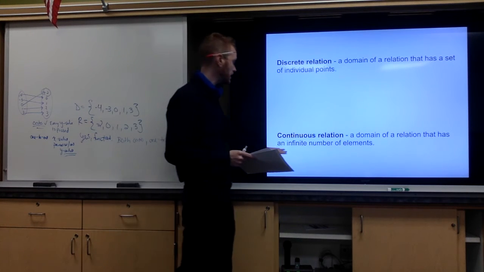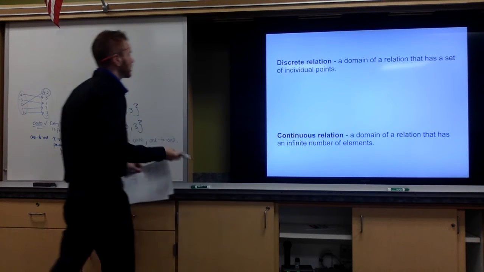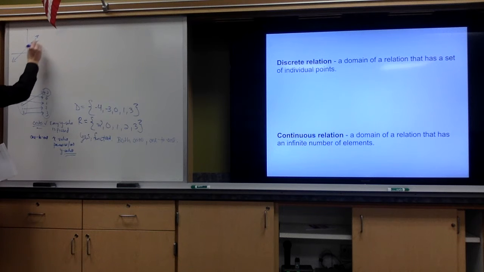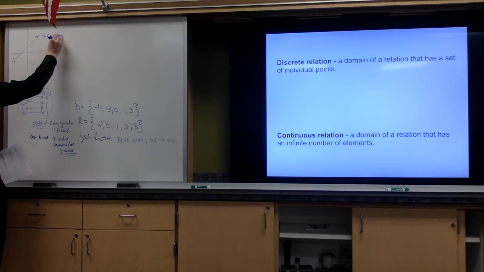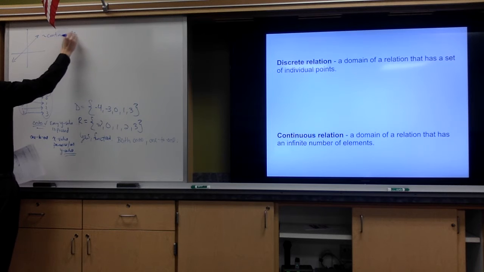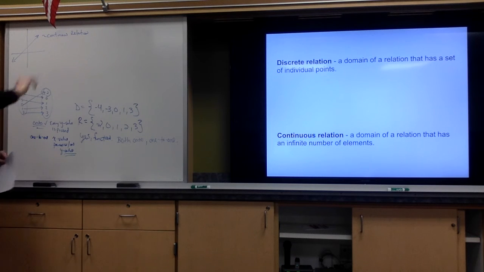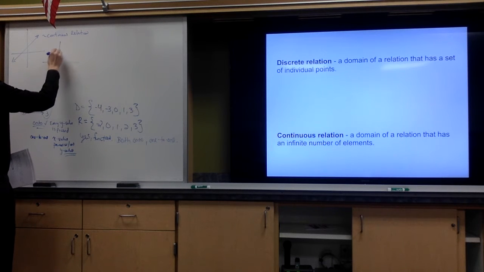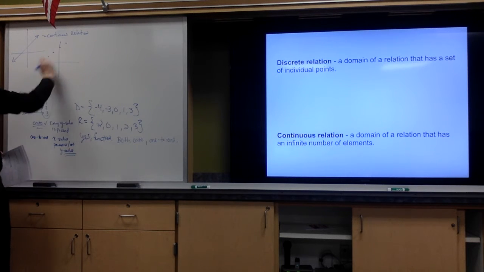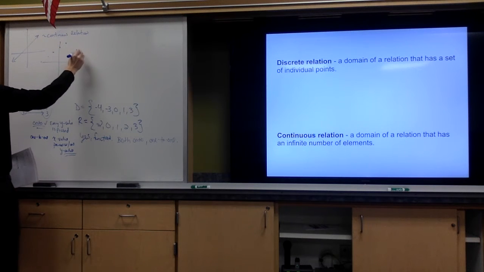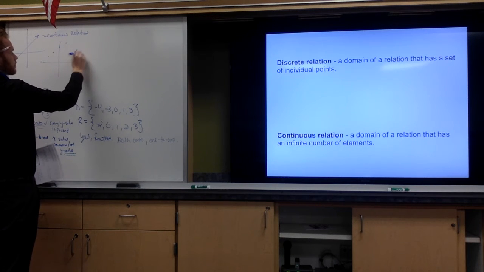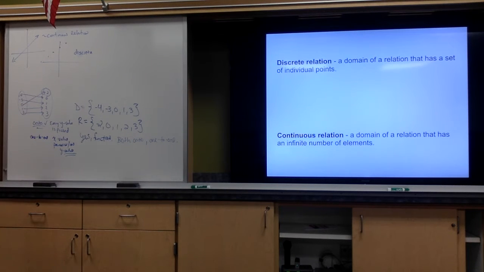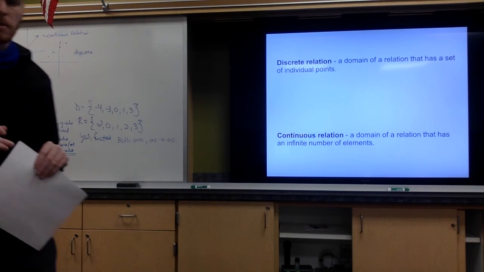Continuous is a relation that has an infinite number of elements. A good example is a line. This would be a continuous relation. It goes on forever. It's infinite. If I just have points, and notice they're not connected, this would be discrete. Just points are listed. I didn't connect them, just points.